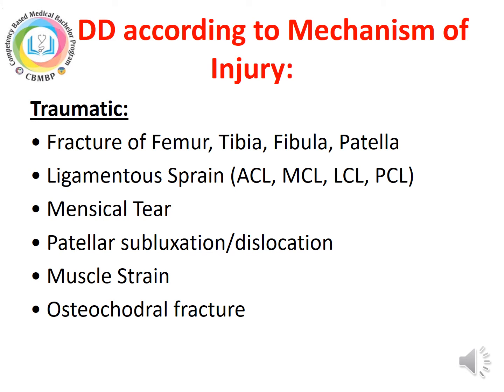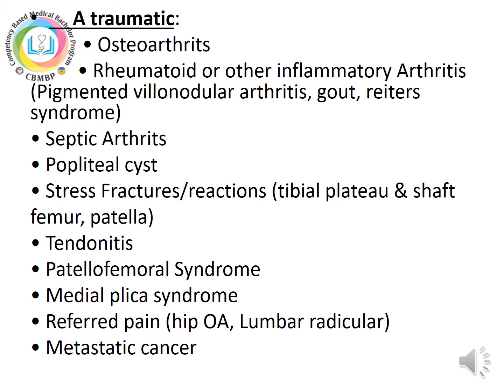Traumatic causes involve ligamentous strain or sprains, fractures of the femur, tibia, fibula or patella, meniscal tear, patellar subluxation, muscle strain, and osteochondral fracture. Atraumatic causes may be degenerative or inflammatory, like osteoarthritis, rheumatoid and other inflammatory arthritis, septic arthritis, stress fractures, tendonitis, patellofemoral syndromes, medial plica syndrome, referred pain from the hip or lower back, and metastatic cancer.